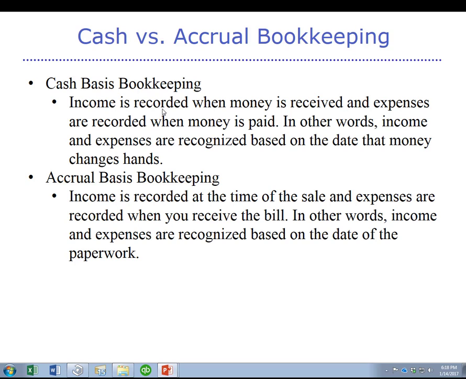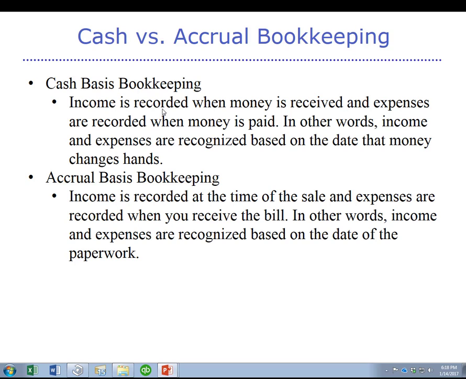So in essence, cash basis bookkeeping tracks nothing in regards to accounts receivable and accounts payable. It is only cash in the sense of when money is received from a customer and when money is paid to a vendor. Accrual basis bookkeeping, on the other hand, would be income is recorded at the time of the sale and expenses are recorded when you receive a bill. So in other words, income and expenses are based on the date of the paperwork. Accrual basis bookkeeping is the most accurate form of bookkeeping because it truly reflects what happens in your business.